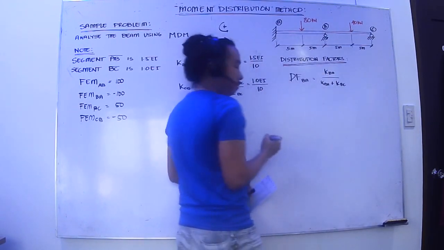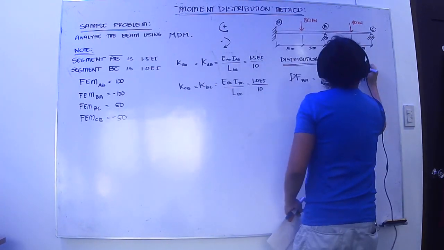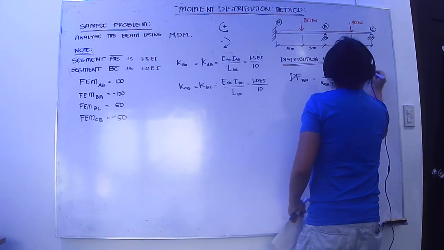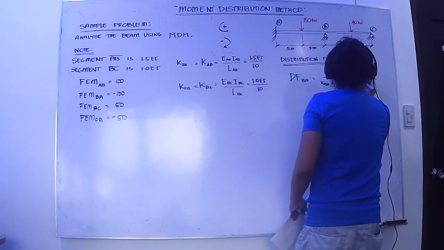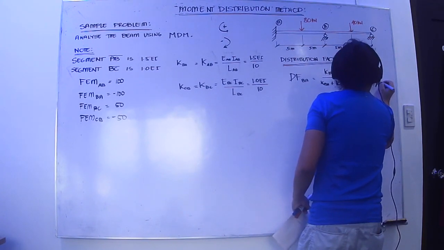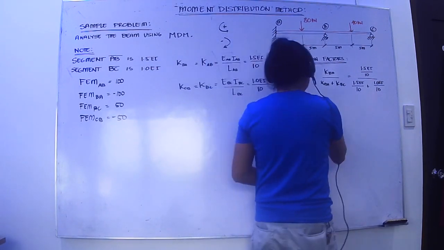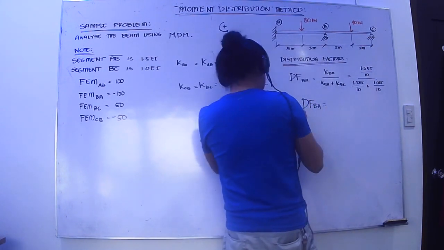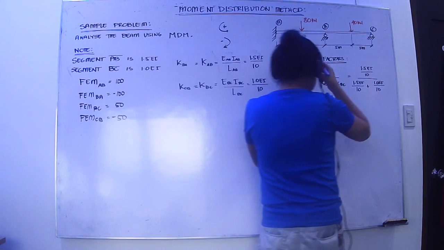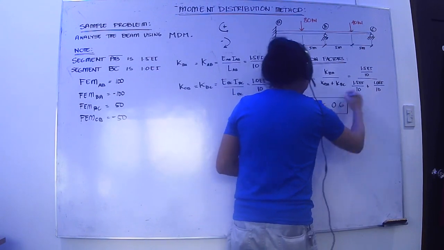So, KBA here is equal to 1.5 EI divided by 10. DFBA is 1.5 EI divided by 10 plus 1.0 EI divided by 10. If we solve this, that would just equal to 0.6. Okay? That is the distribution factor.